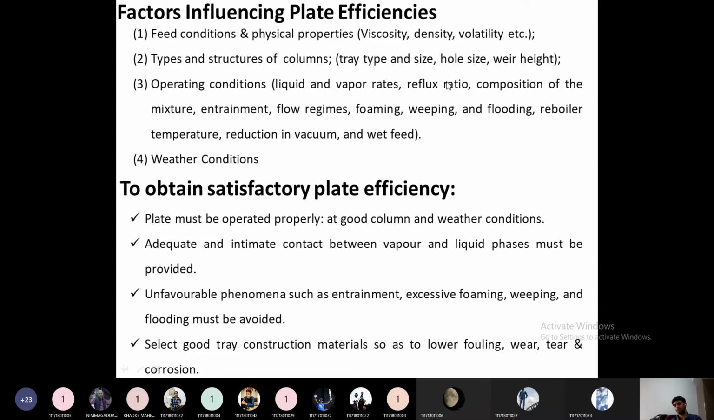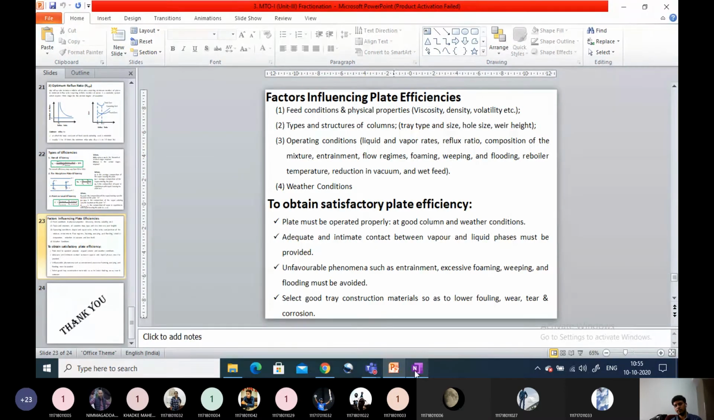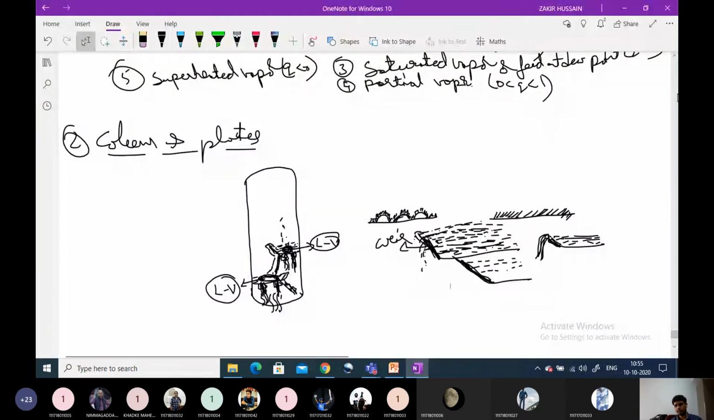Then reflux ratio. So, reflux ratio. Why the reflux? You see in the equilibrium diagram.